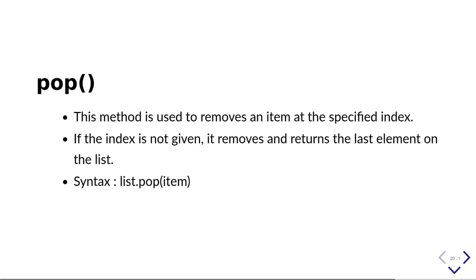And next one, the pop method. In the previous one, using a specified value, we removed the item from the list. In this method we are going to remove the item using the index value. This method is used to remove an item at the specified index. And remember, if you do not give an index in the argument, it removes and returns the last item on the list. So the syntax is list dot pop of index.